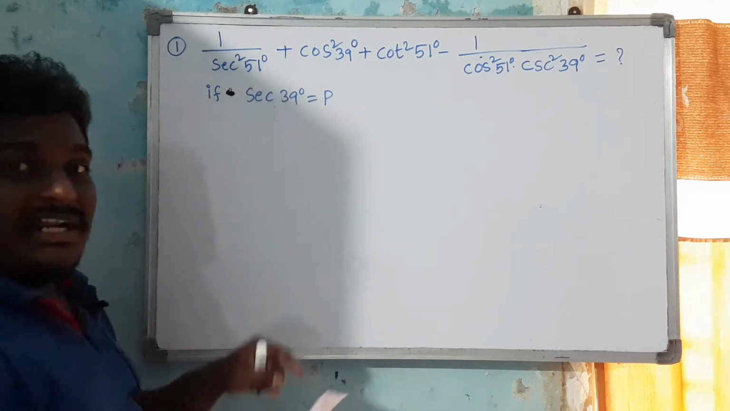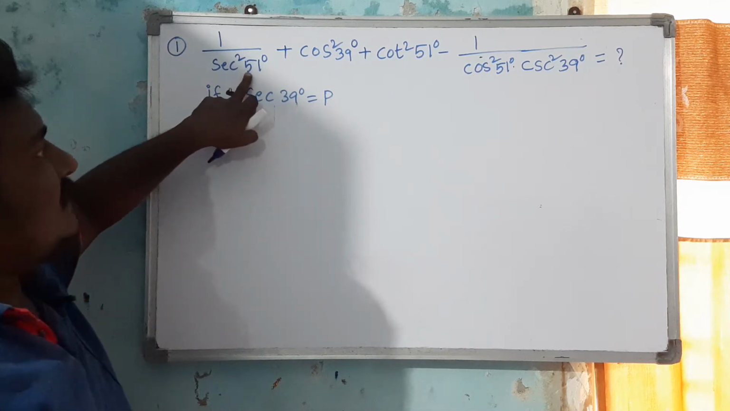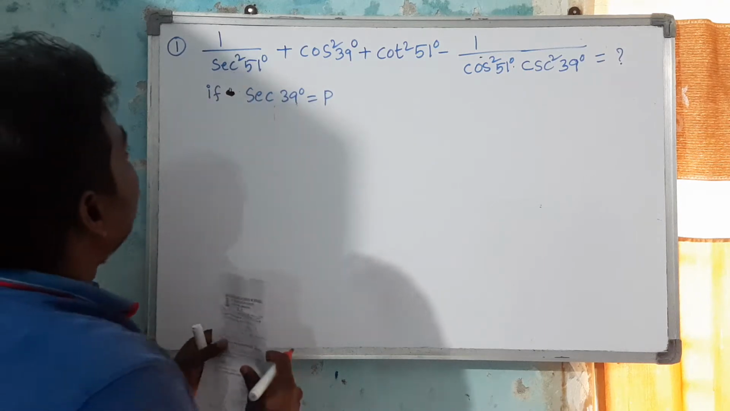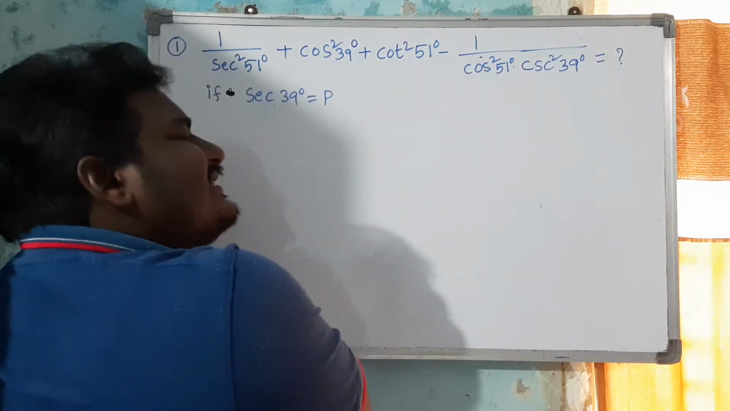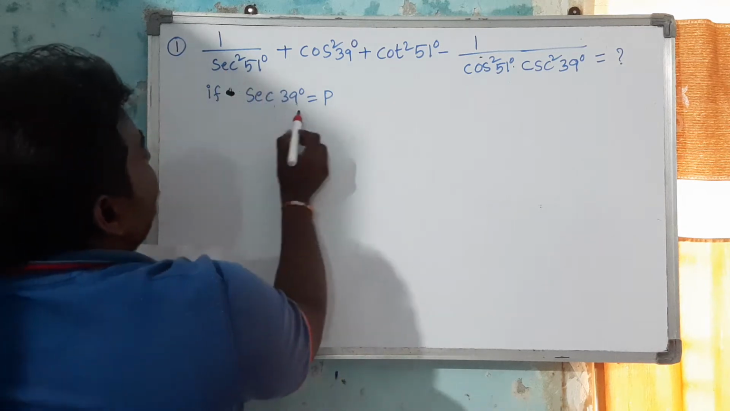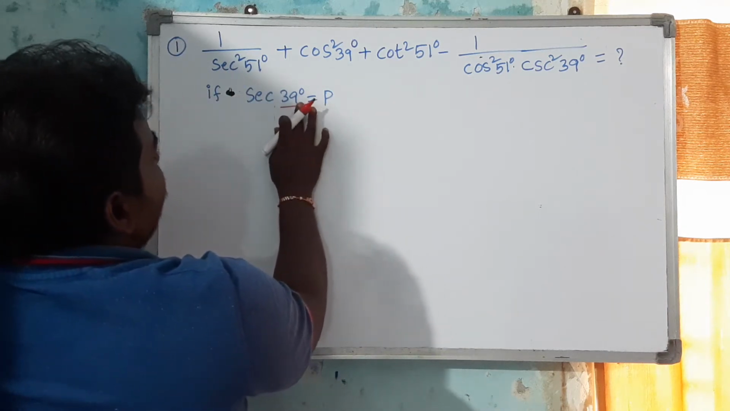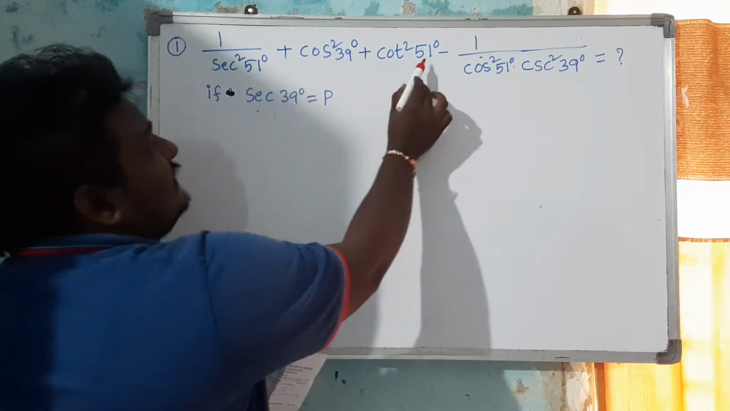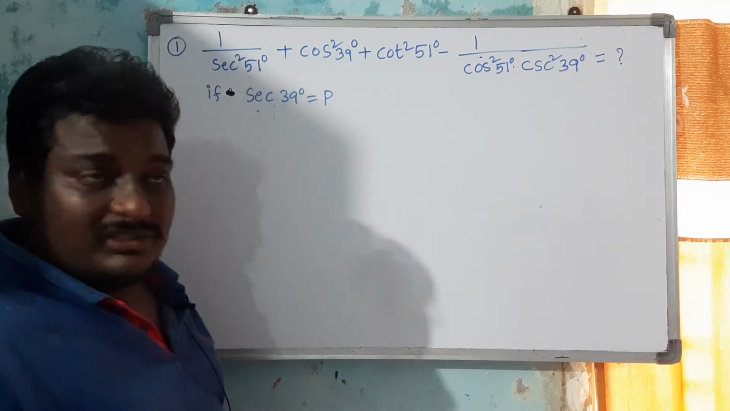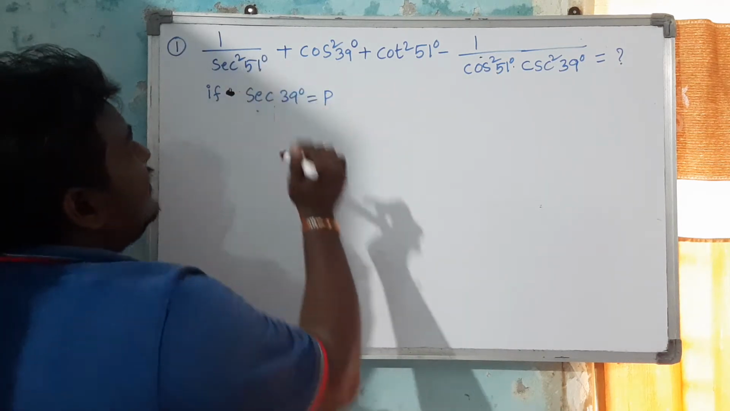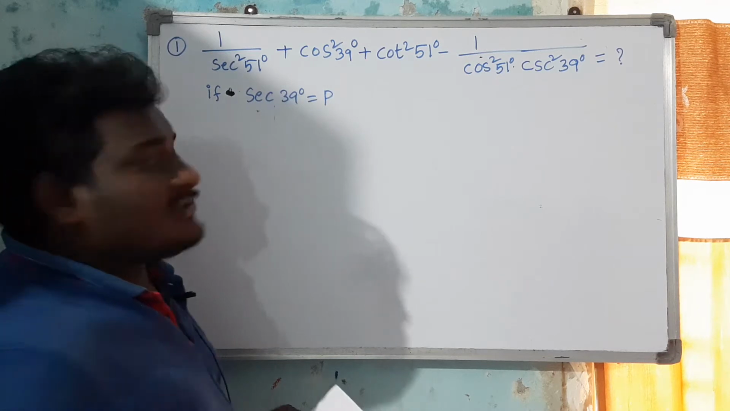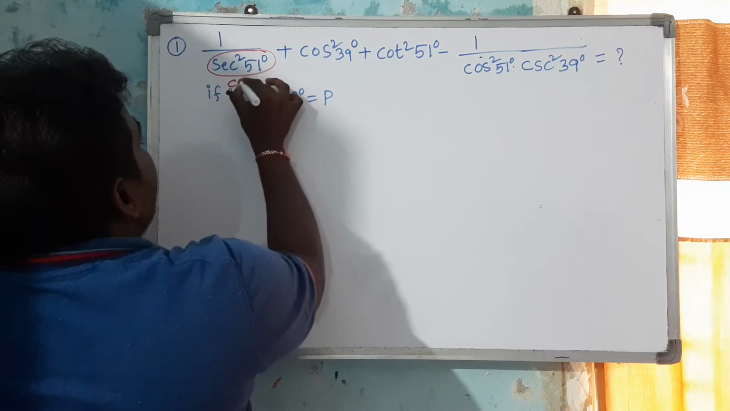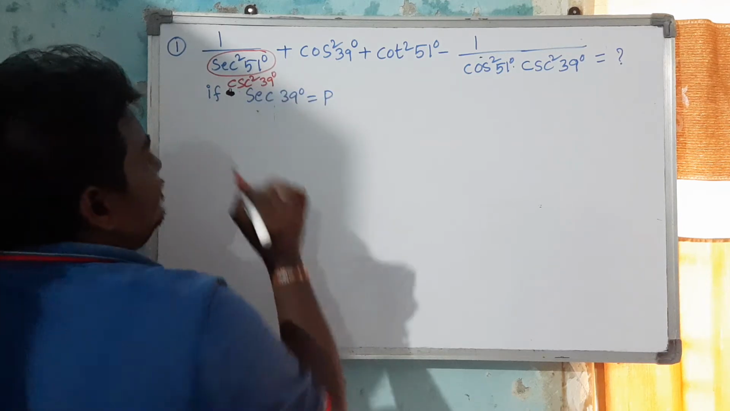That means we'll try to convert this 51 into 39, complementary angles. Okay, no problem, you can take anything. For comfort, I will convert into 39. Secant square 51, 39 and 51 are complementary angles. For secant square 51, the complementary function is what? Cosecant. So secant square 51 is cosecant square 39. I can write like that.